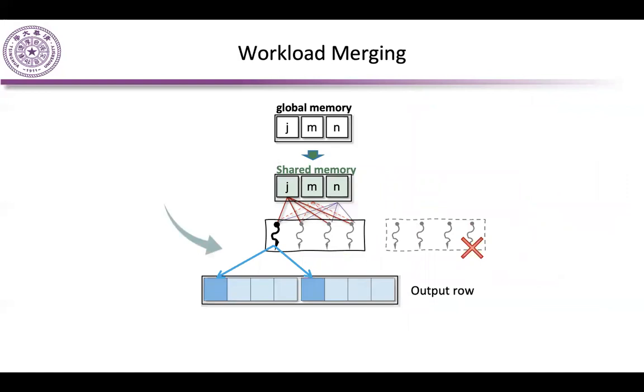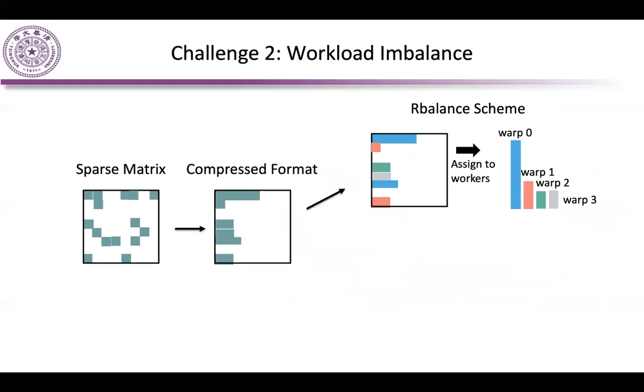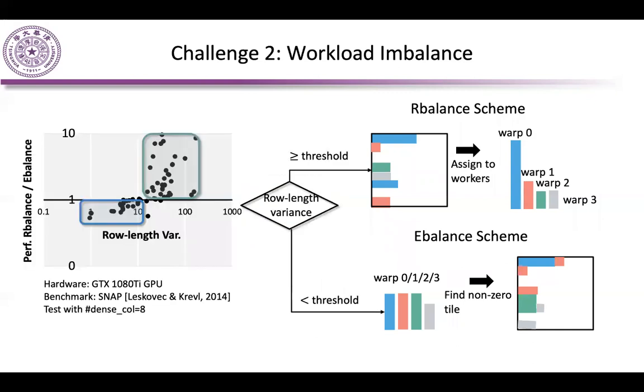Now the second challenge we deal with is workload imbalance brought by the varying length of the sparse matrix rows. Previous algorithms directly distribute threads to rows, potentially imbalanced. We propose another scheme to distribute non-zero elements to threads evenly. We adaptively choose between these algorithms based on row length variance.